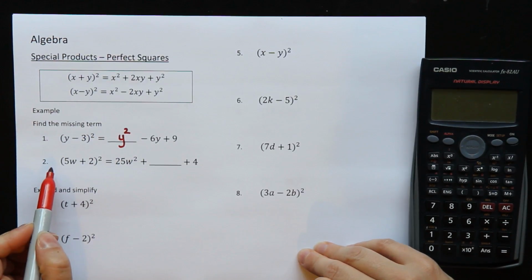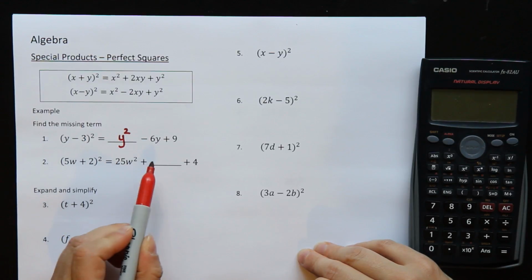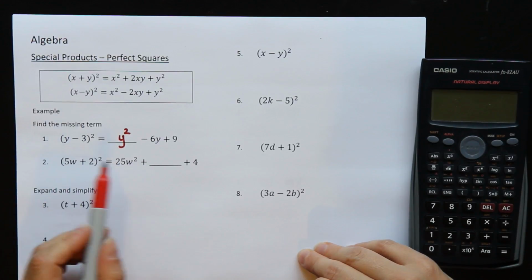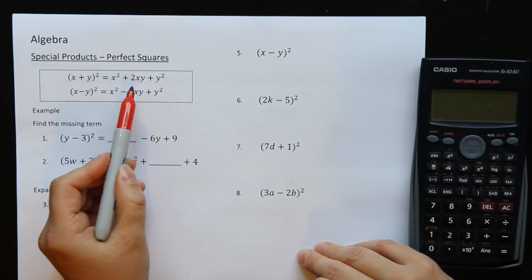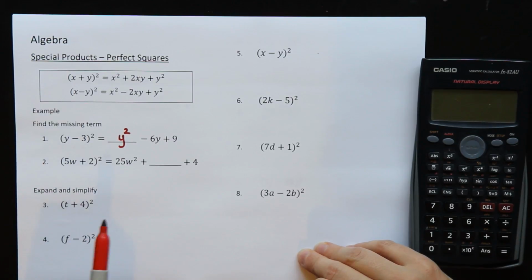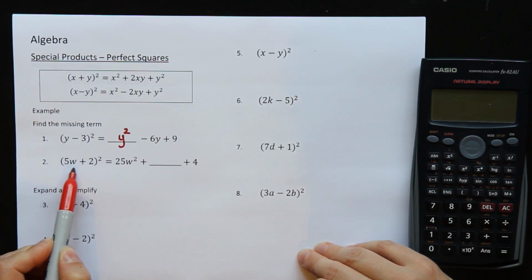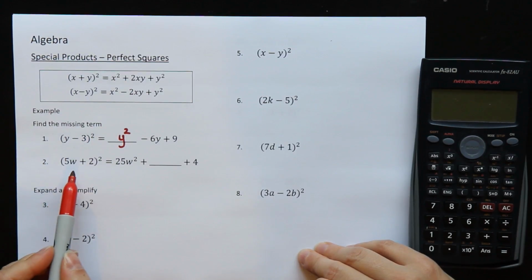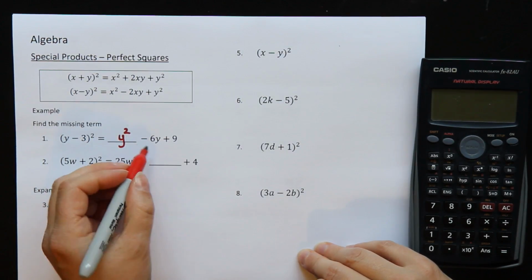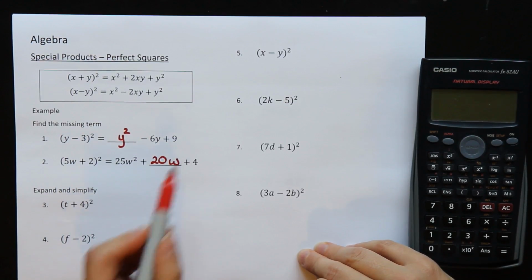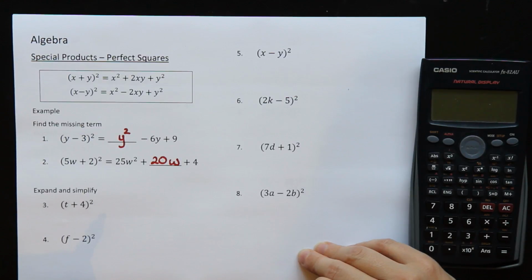Okay, in the second question, I've got the first term. I'm actually after the middle term in the expansion. So to get that, when I'm adding, it needs to be 2 lots of both things times together. So I like to times them first. So I'm going to times 2 times 5w. 2 times 5w is 10w. And then I need to times that by 2 or double it. So doubling 10w makes 20w. And then my last term is already there for me.